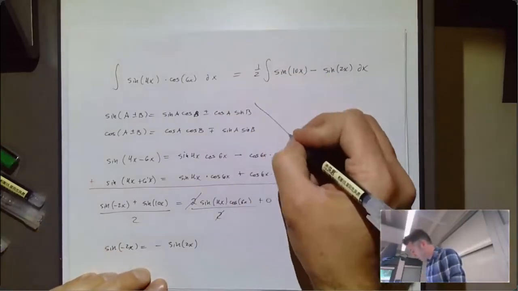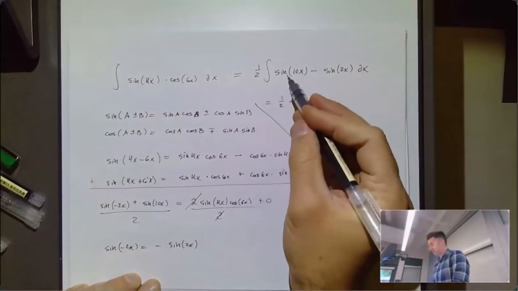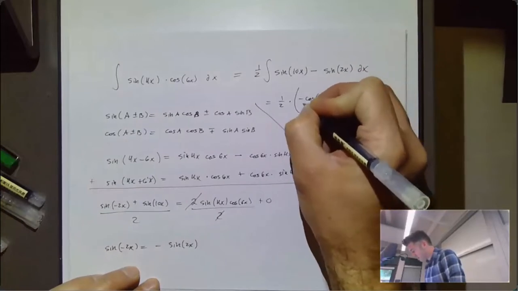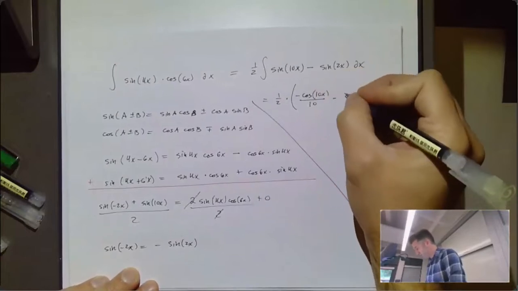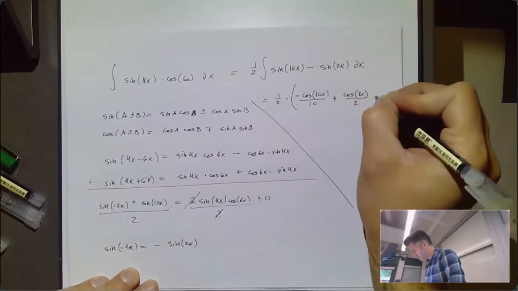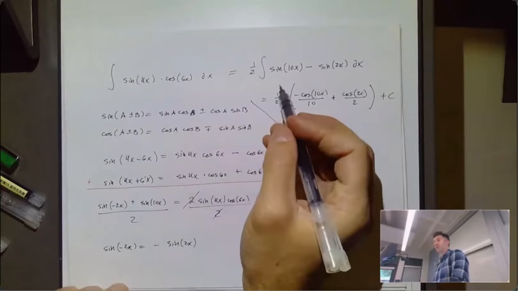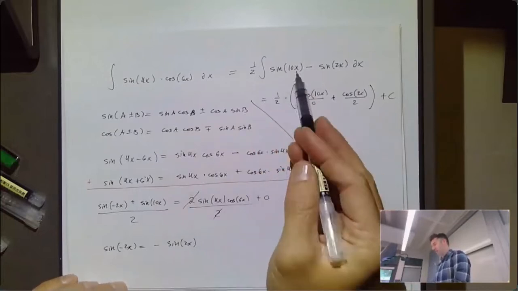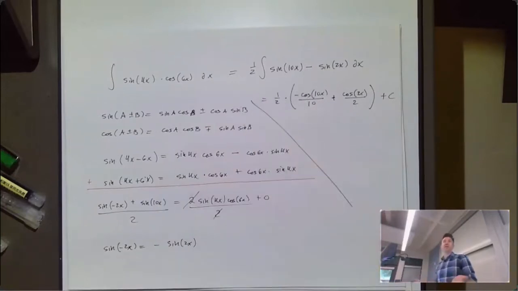Once you get to here, you're going to get 1/2 times the antiderivative of sine of 10x, which is going to be negative cosine of 10x divided by 10. And the antiderivative of sine of 2x is going to be negative cosine of 2x divided by 2. Plus c. So at least once you get here, we can still use this idea of the mini U substitution, where you're just saying, oh yeah, I could do a U sub for U equals 10x. I don't need to do a U sub for U equals 10x. So I know I'm just dividing by 10.